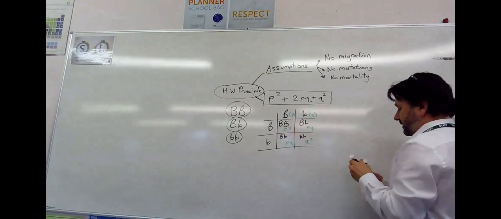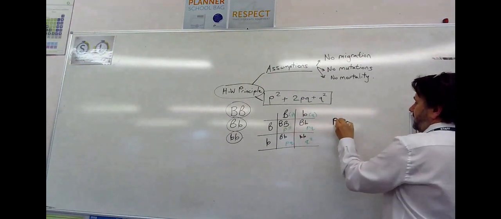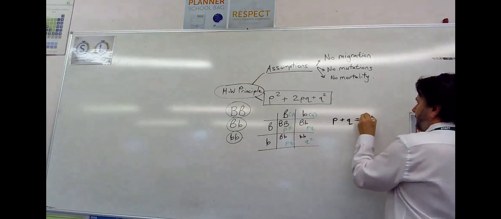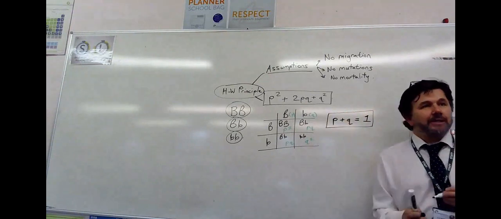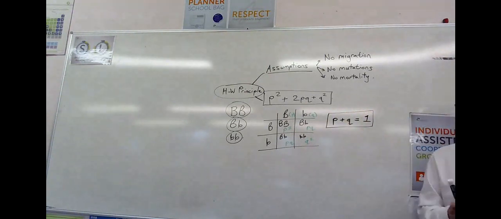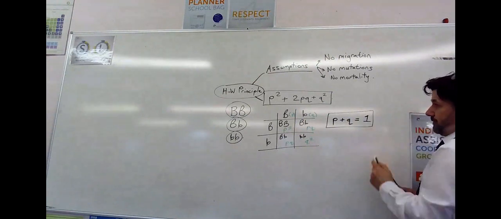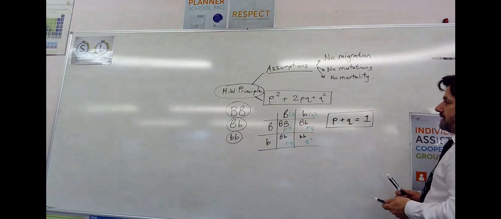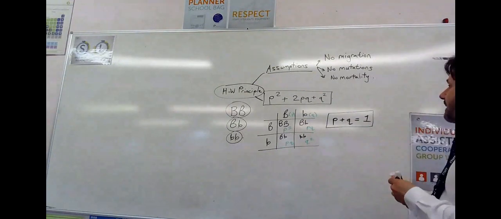And the other useful thing that you need to know is that p plus q always equals 1. So any answer you get cannot be greater than 1. If it is, it's wrong, okay? So p plus q equals 1, which is useful for when you're working out different equations.